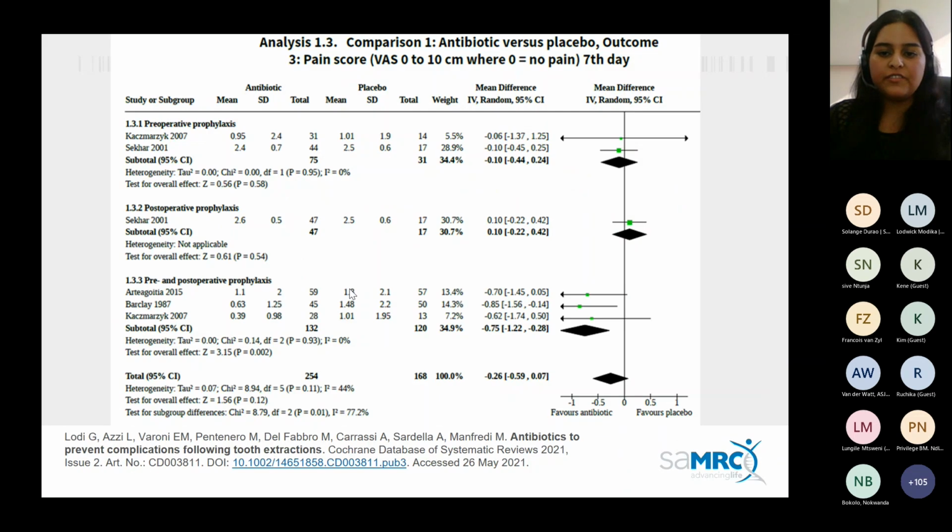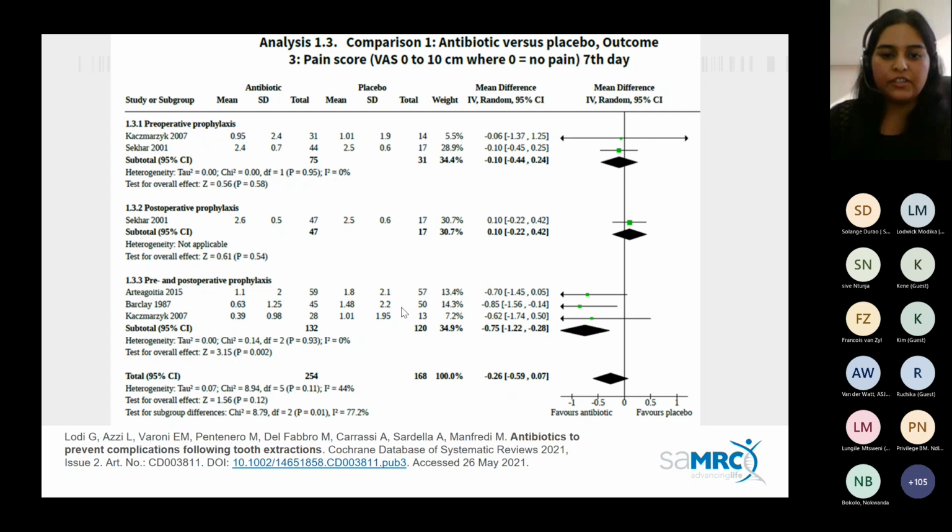If the studies are too different, we can do a subgroup analysis. If you find there's high heterogeneity amongst your studies, we can do a subgroup analysis and check if the summary effect changes. For example, we have a study looking at antibiotics to prevent complications following tooth extractions. They administered an antibiotic and then compared it to a placebo, and the outcome was a pain score.